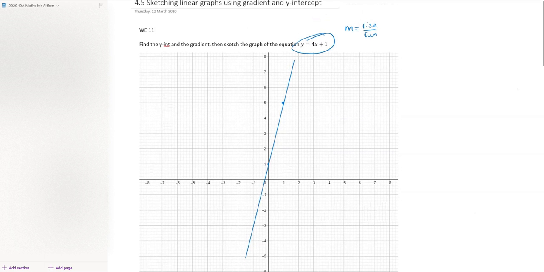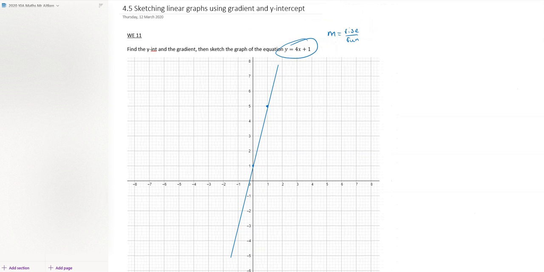Yep, sure. So that's it, really. I was just using the y-intercept as a starting point and the gradient to count how many either up or down and then to the right. Unless it's a fraction. Yeah, correct. Whenever it's a whole number, your run is 1. That's a good point.